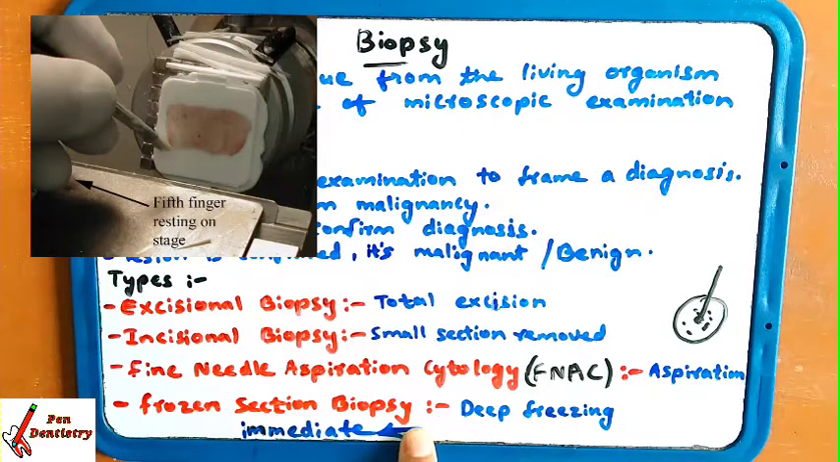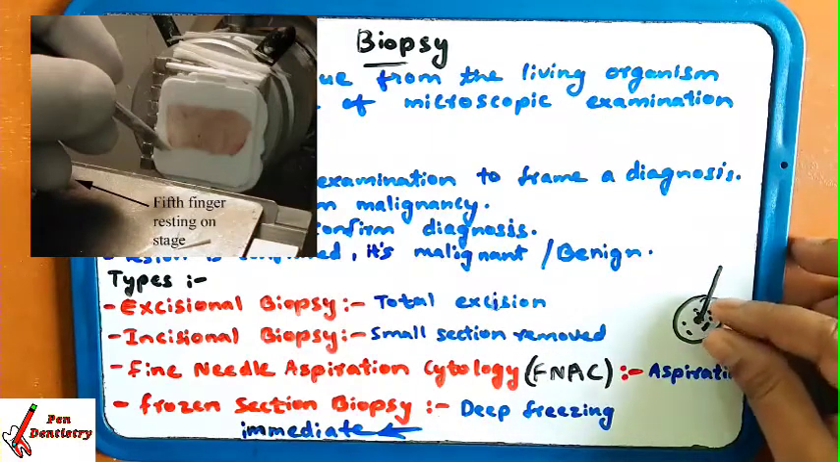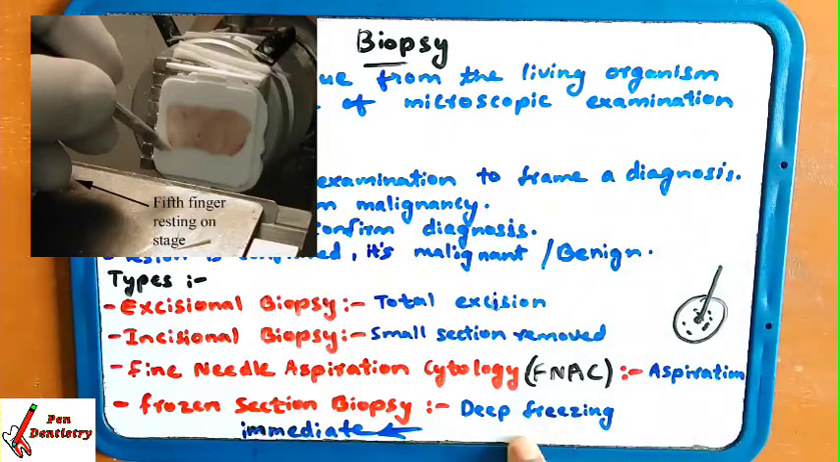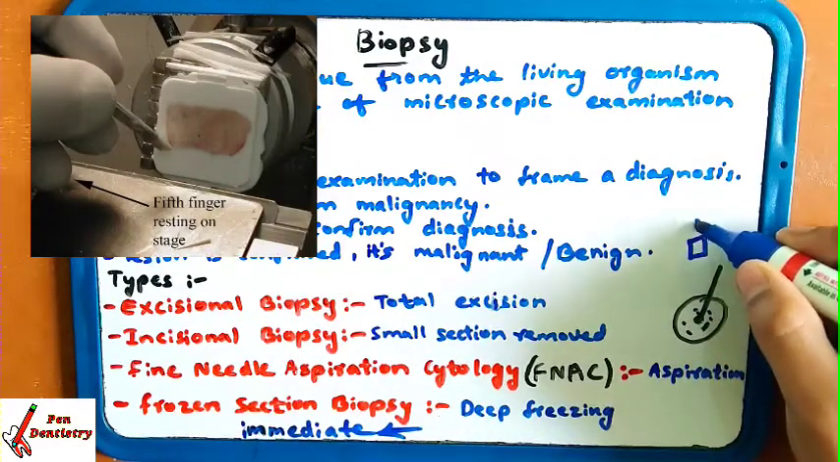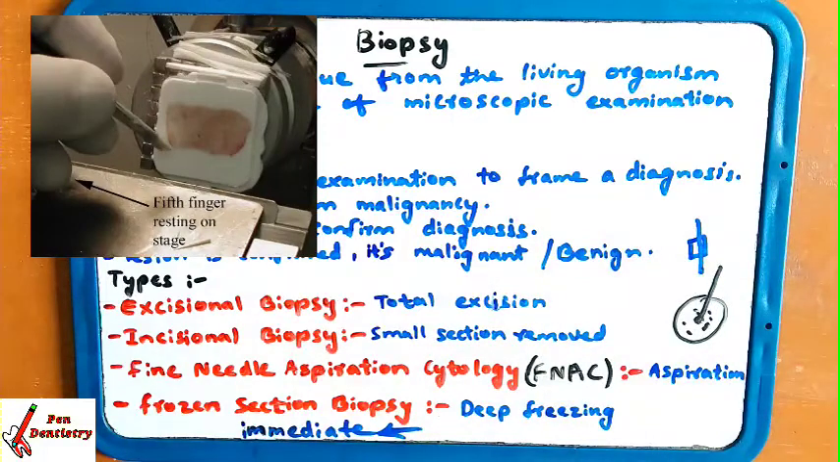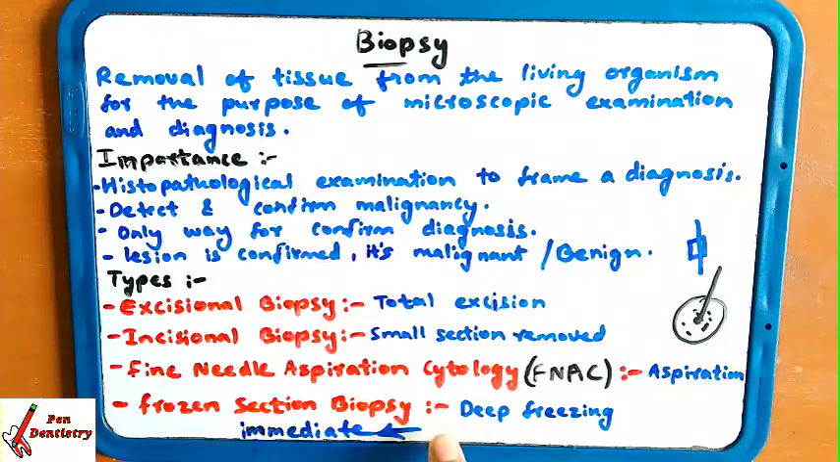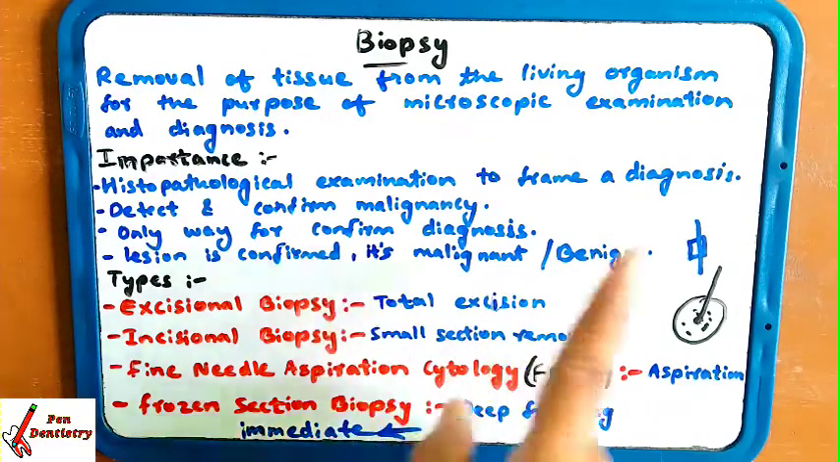What we are going to do here: the tissue is obtained from the lesion. You are going to take the tissue from the lesion and keep it in a very deep freezer. Deep freezing will be done, and then the frozen tissue is sectioned. Section means you are going to cut it, remove a small part. You are going to section it and see it in the microscope. And hence the diagnosis is made on the basis of the frozen section biopsy if you want immediate biopsy results. So this is the importance and types of biopsy.